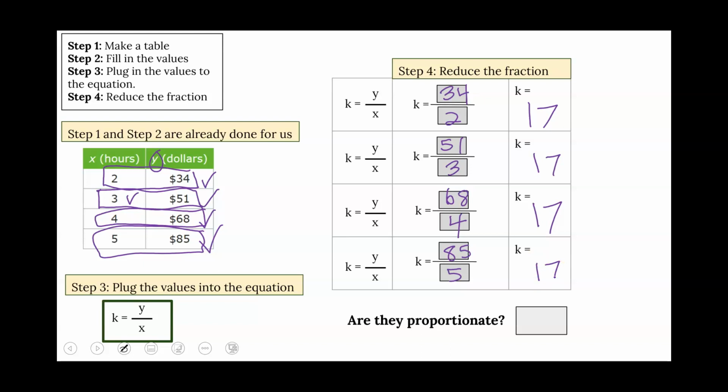So are they proportionate? The answer is yes, they are, because all the answers are the same. They all have the same constant of proportionality. They're all 17.